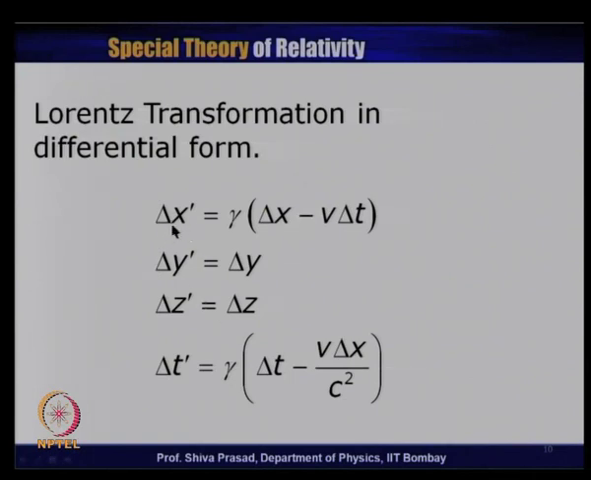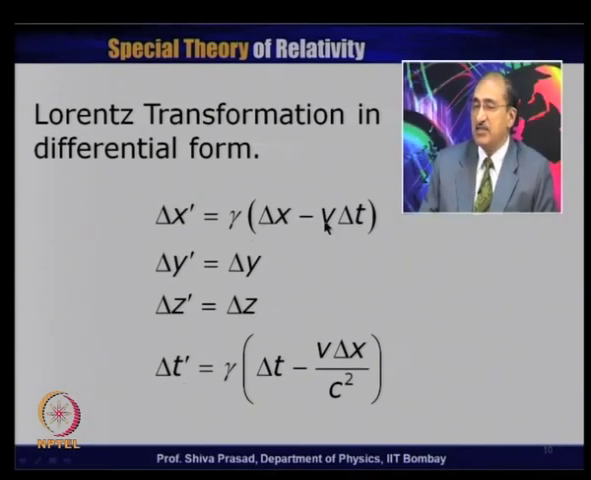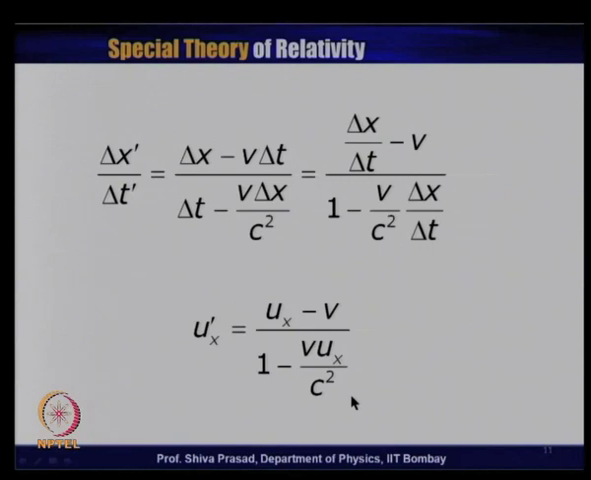So, let us first look at these two equations, delta x prime and delta t prime. I just divide delta x prime by delta t prime. Delta x prime is gamma (delta x minus v delta t). Delta t prime is gamma (delta t minus v delta x by c square). In the next transparency, I have this equation divided by this equation. So all I have done is just divide these two.